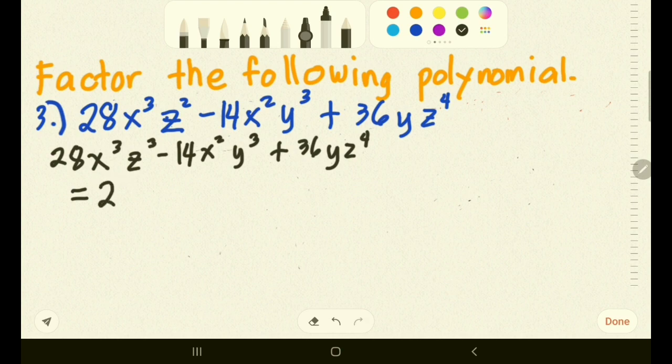Now, proceed with the variables. So, x cubed, x squared. There is no x for the third term, so x is not the GCMF. How about y? The second term is y cubed, the third term y, but there is no y for the first term. So y is not included in the GCF. How about z? z cubed for the first term, z to the power of 4 for the third term, but z is not common to the 3 terms. So only 2 is the GCMF. Now proceed to find the other factors.